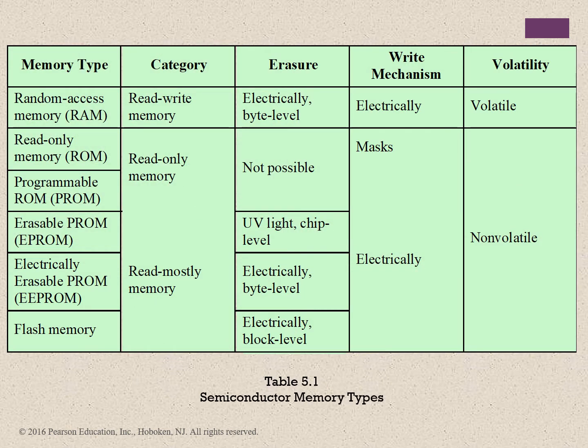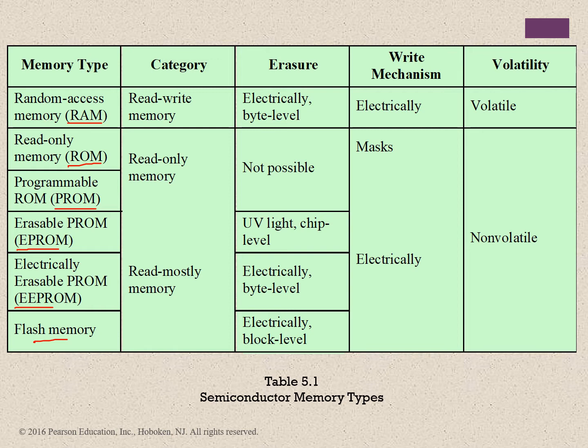Now let's move on to the types of semiconductor memory. There are many different types of semiconductor memory listed in this table. We have random access memory, read-only memory, programmable read-only memory, erasable programmable read-only memory, and electrically erasable programmable read-only memory. And the last one is the one we normally use these days, flash memory. So these are the types of semiconductor memories.